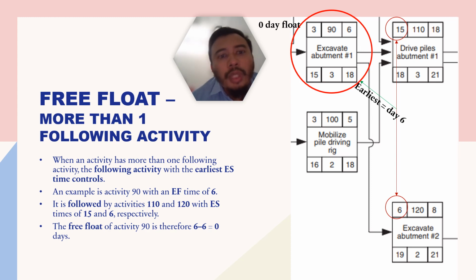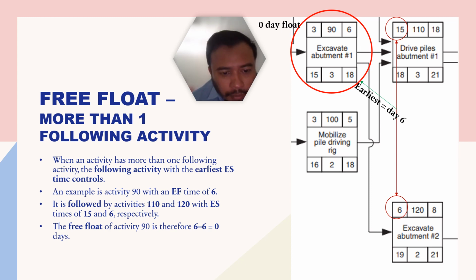Earliest start of the following activities, ES of the following activities, minus EF, earliest finish of the preceding activity. So there you get your free float. So basically how many days you have extra for you to finish your work without affecting the total overall completion of a project, and also without delaying the following activity to start.